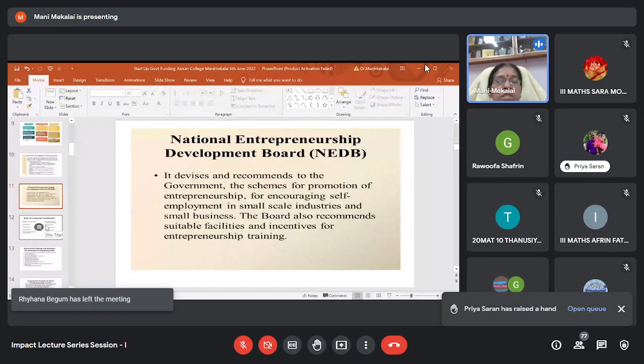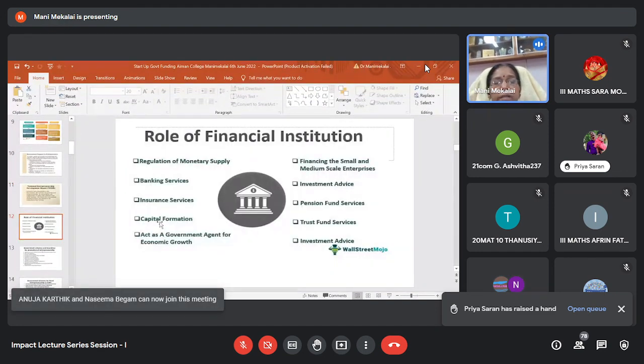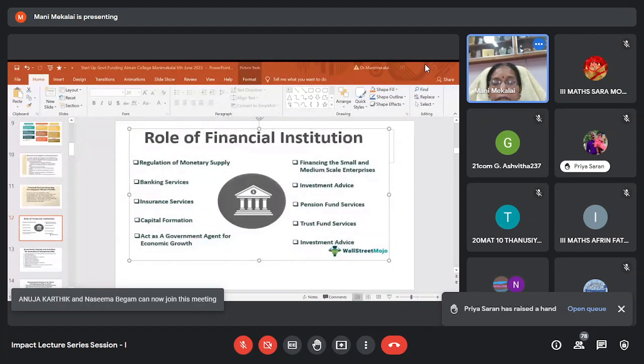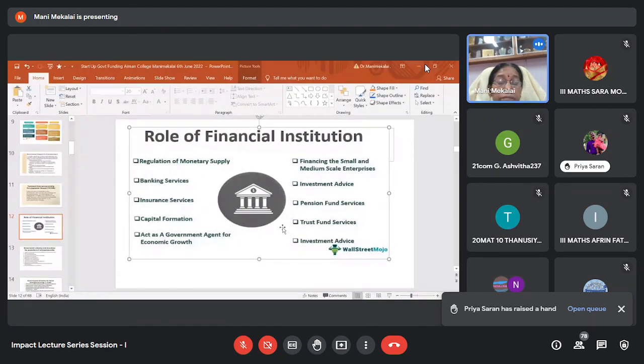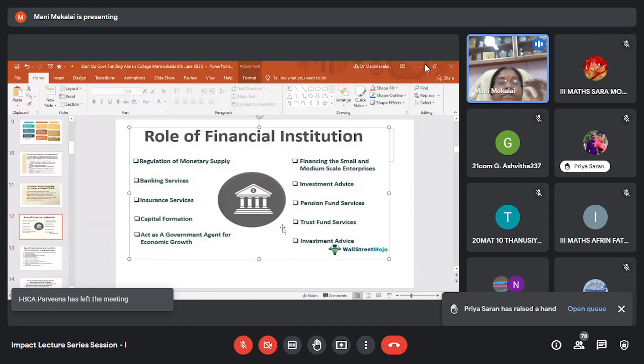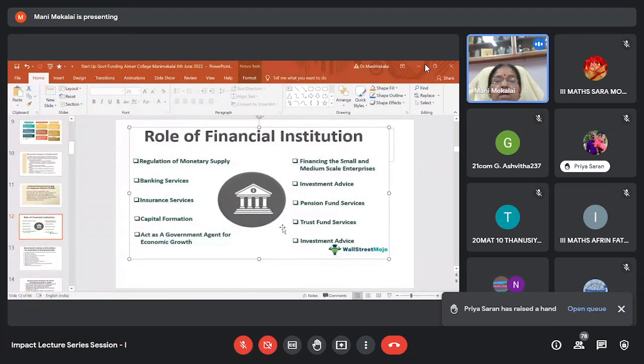Then the role of financial institutions. A very, very important area is financial need, or finance itself. There are different types of financial institutions: banks and non-banking institutions. Non-banking institutions include, apart from all the banks, non-bank financial institutions, microfinance institutions, and even the state finance corporations. Here in Tamil Nadu, it is the Tamil Nadu Industrial Investment Corporation. They are all non-bank financial institutions. They are not actually banks, but they still extend support.